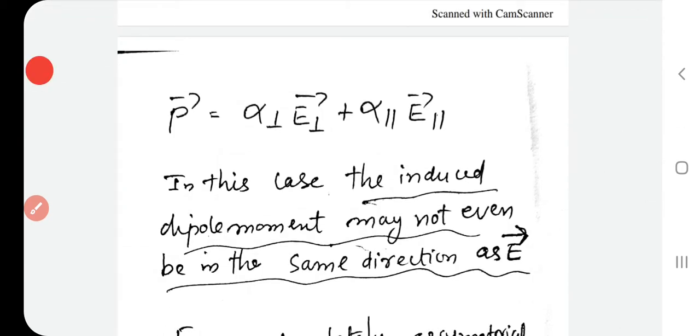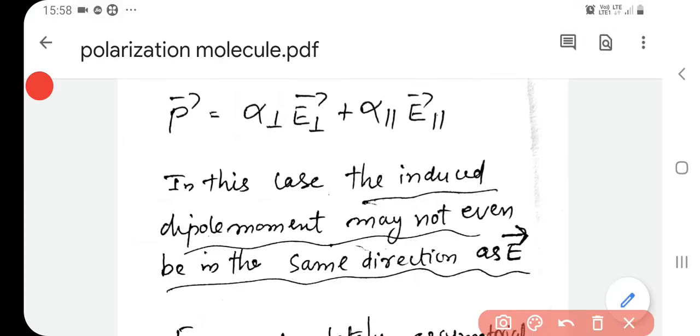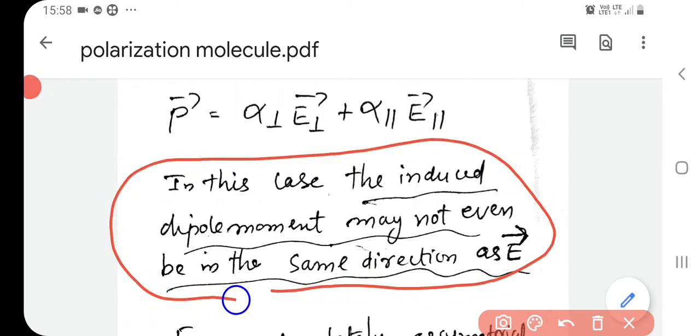And in this case, the induced dipole moment may not even be in the same direction as that of the electric field. It depends upon the values of alpha perpendicular and alpha parallel.